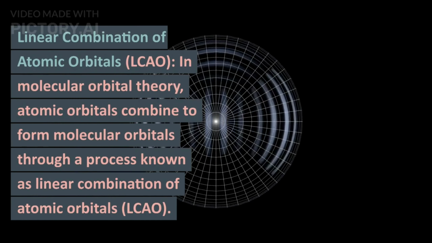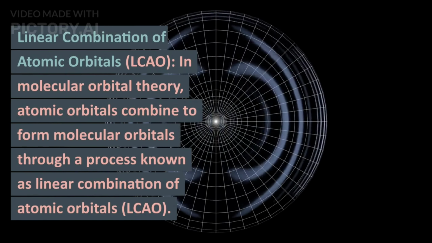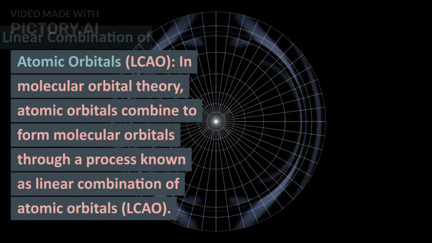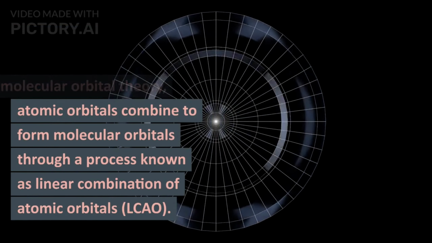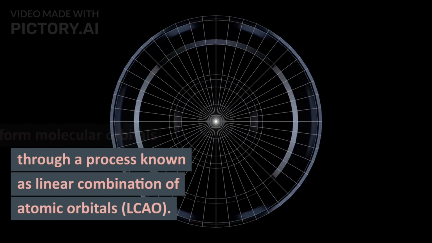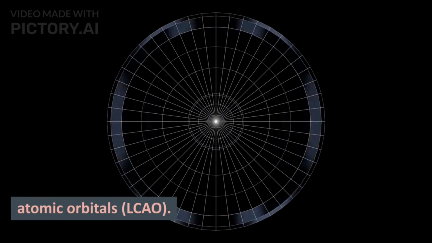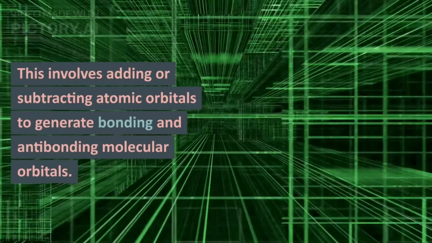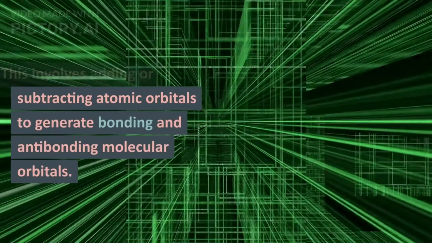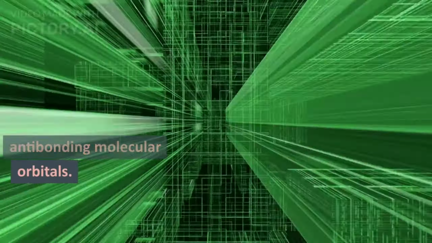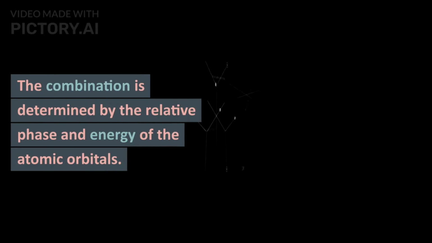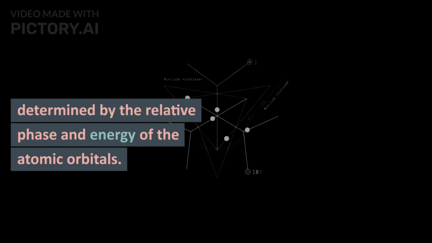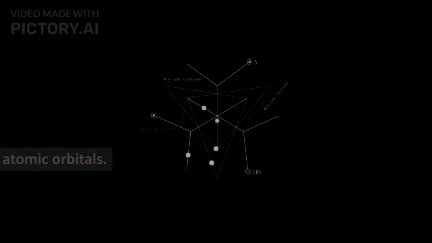Linear combination of atomic orbitals, LCAO. In molecular orbital theory, atomic orbitals combine to form molecular orbitals through a process known as linear combination of atomic orbitals, LCAO. This involves adding or subtracting atomic orbitals to generate bonding and antibonding molecular orbitals. The combination is determined by the relative phase and energy of the atomic orbitals.